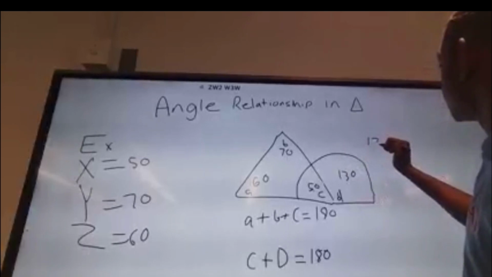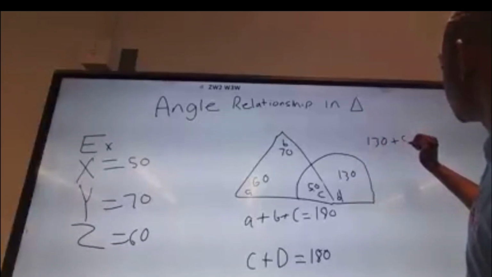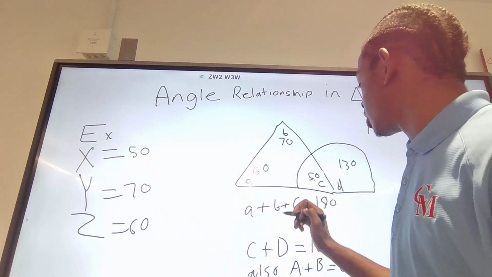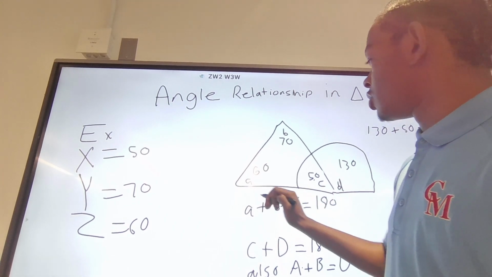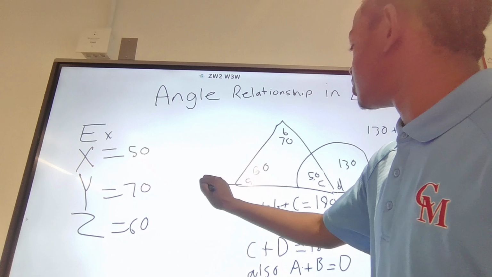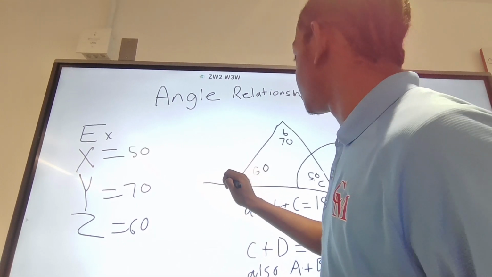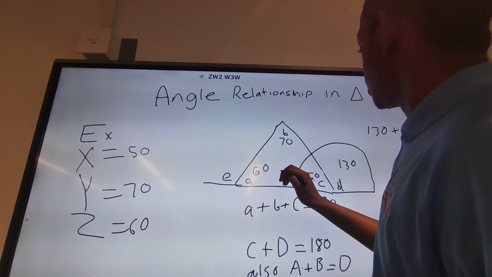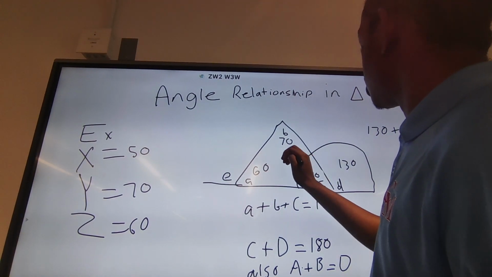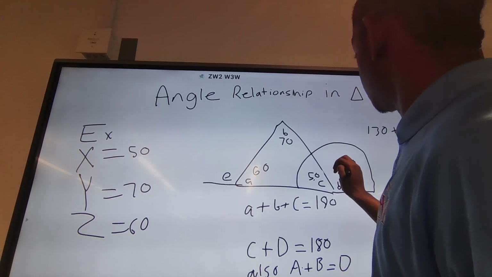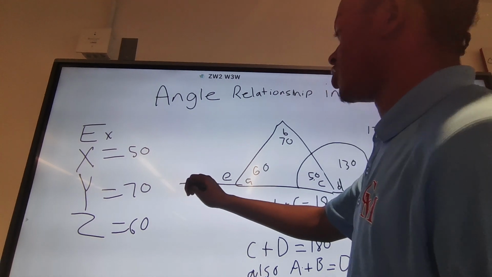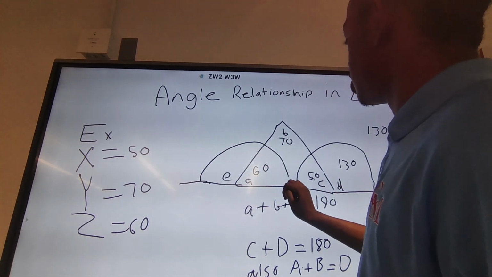And 130 plus 50 equals 180. Now, for the next step, we're going to be doing the same thing we did here. So now we're going to add the letter, let's go with E. Now, since 60, 50 and 70 make 180, and 50 and 130 make 180, we would have to add what equals up to 180 with 60, which would be 120.